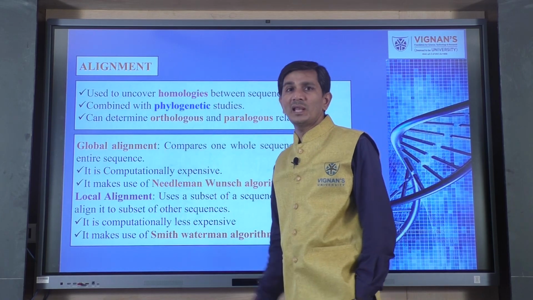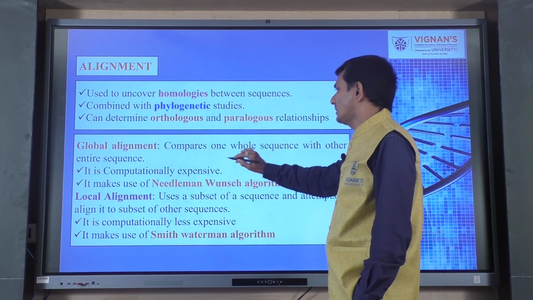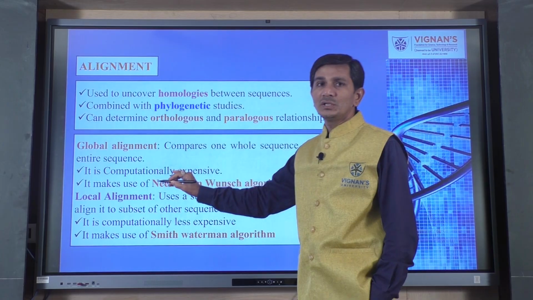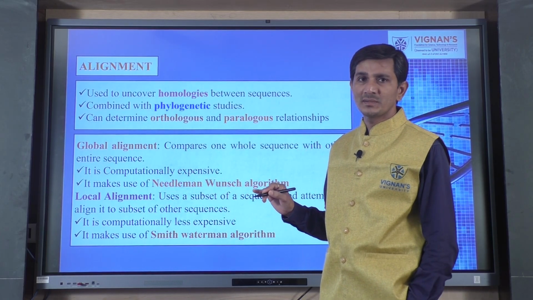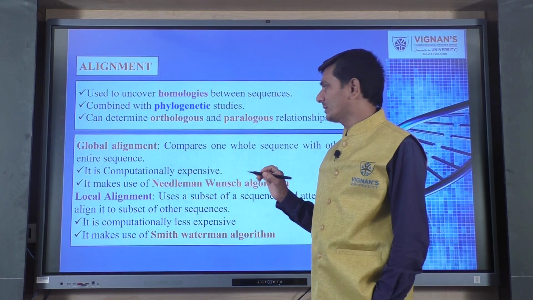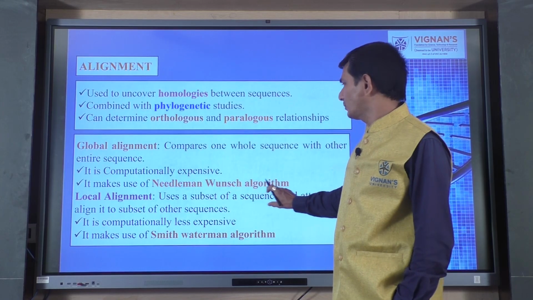Coming to the types of alignment. There are two types of alignment. The first one is global alignment and the second one is local alignment. Global alignment is defined as alignment of a pair of sequences along their entire length, and this global alignment is carried out by using the Needleman-Wunsch algorithm.